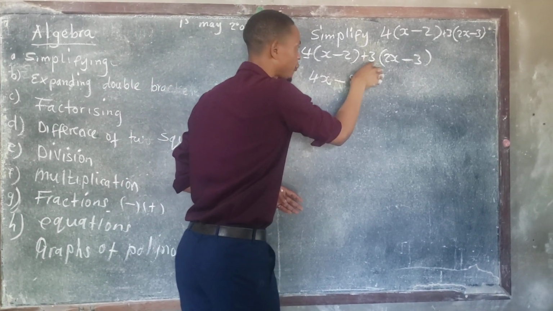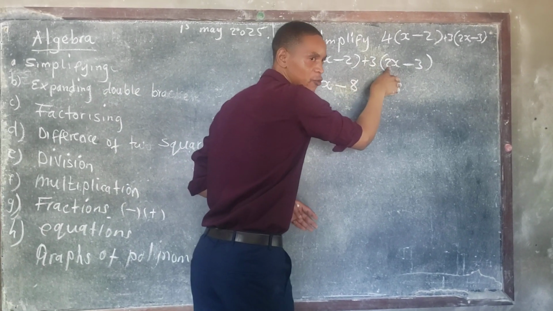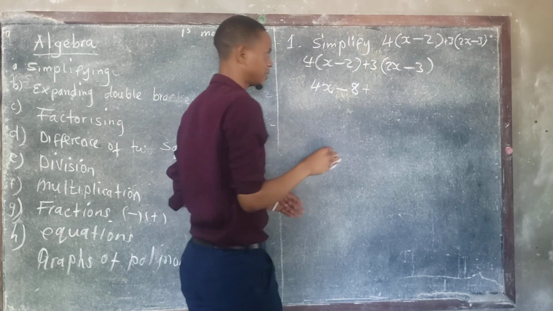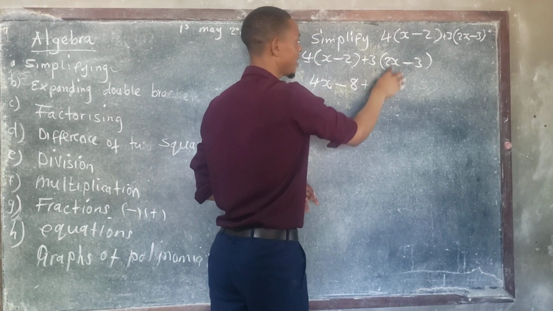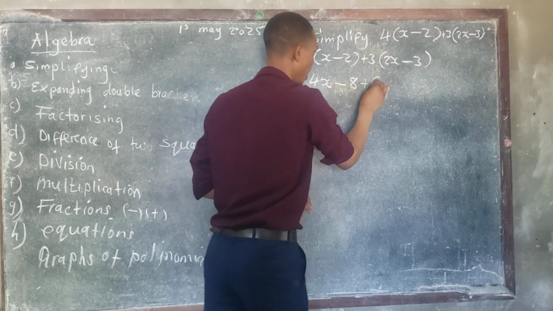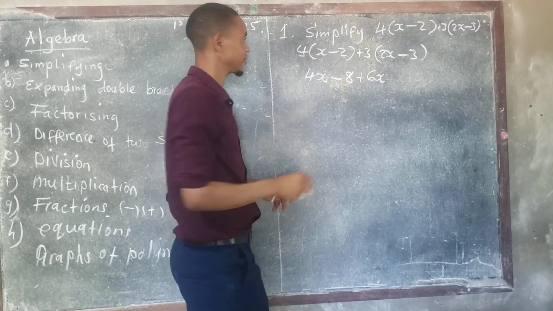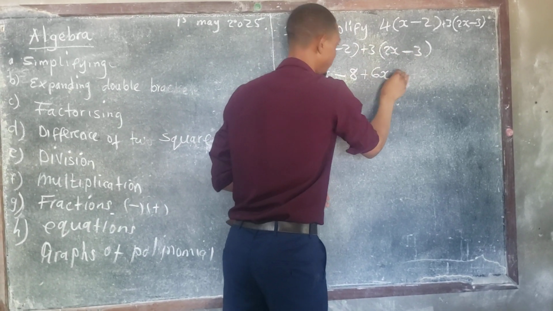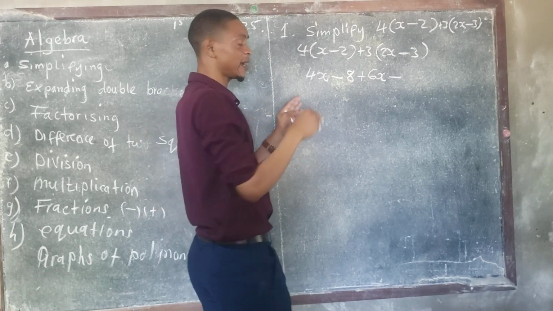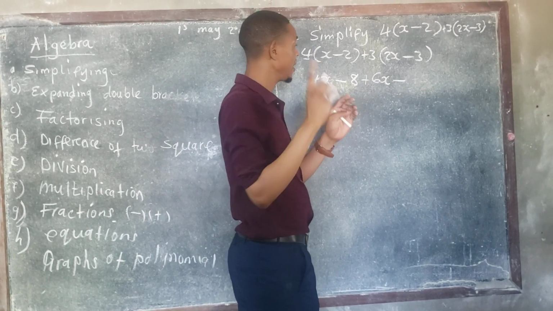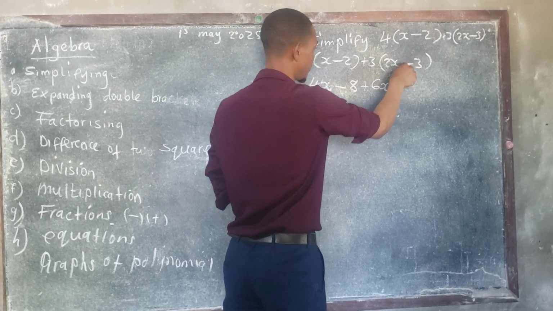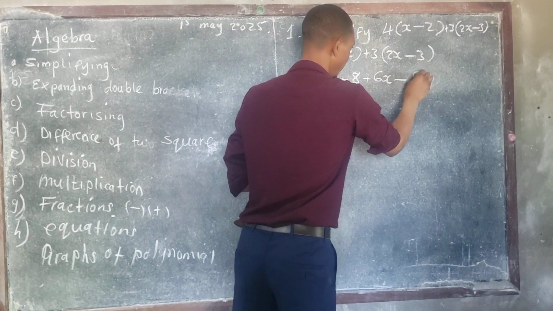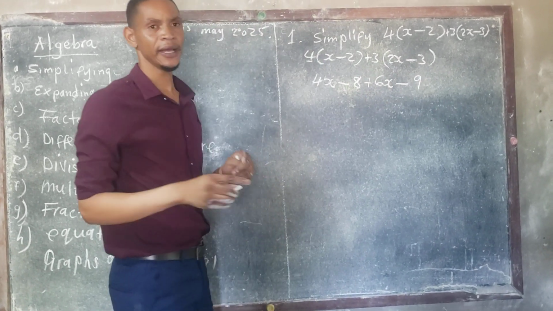Then I have positive 3, and positive 2x. Positive times positive is positive. 3 times 2x, meaning 2x coming 3 times, gives 6x. Positive times negative is negative. Some of us don't know how to multiply signs, but please make sure you know how. So positive times negative is negative, and 3 multiplied by 3 gives 9.